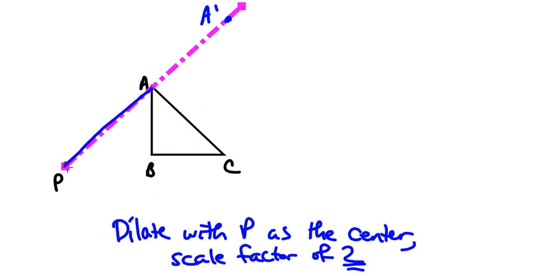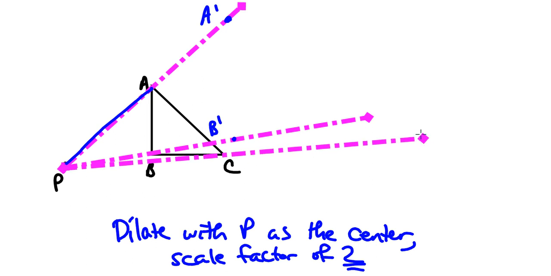So here's line PB. Whatever distance PB is, we want to go twice as far, and that's B prime. Here's line PC. Whatever distance PC is, we want to go twice as far, and that's C prime. That's a dilation.